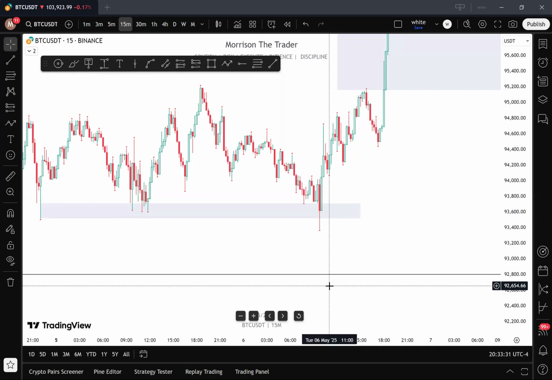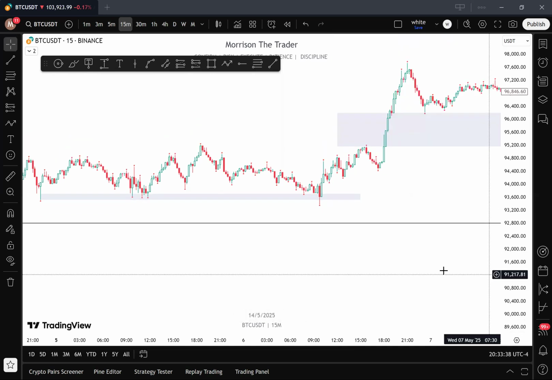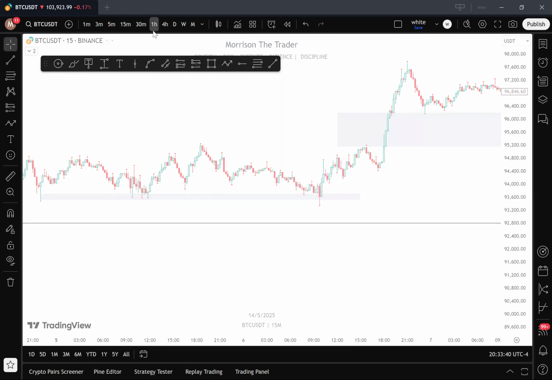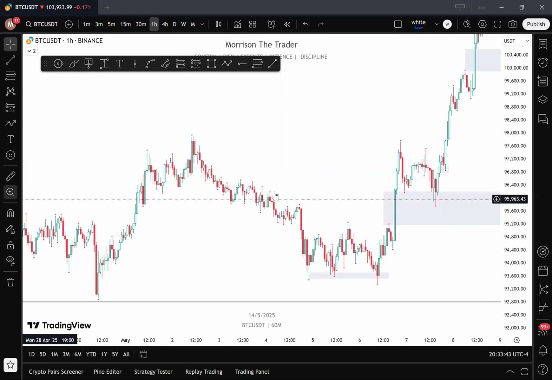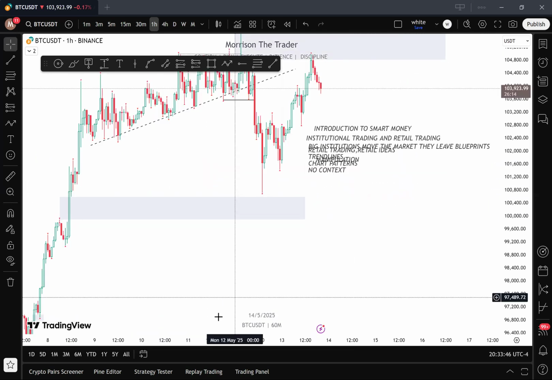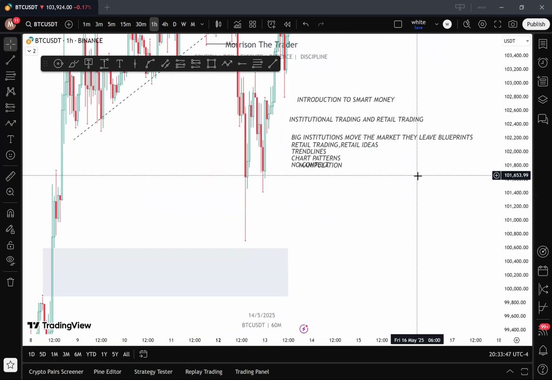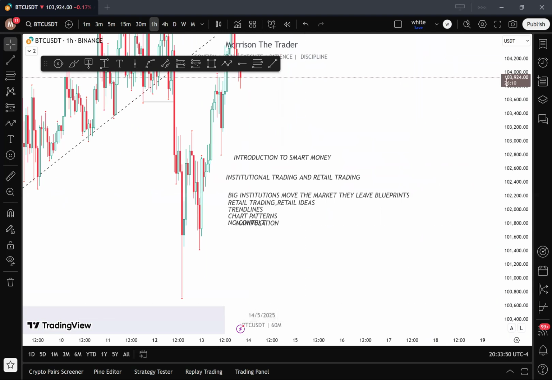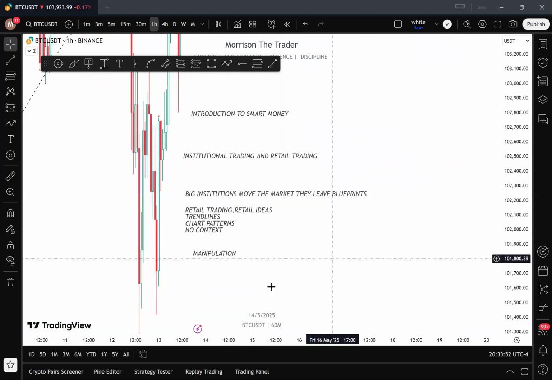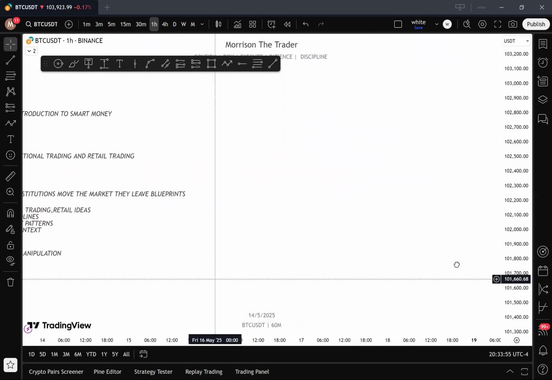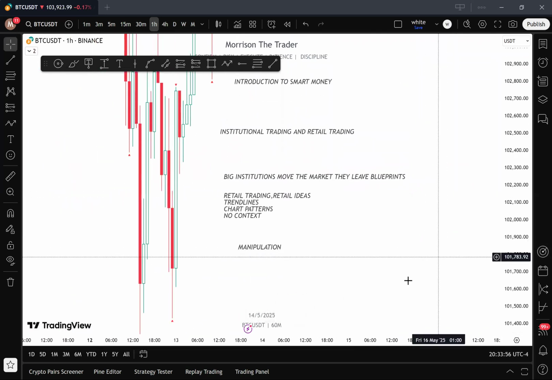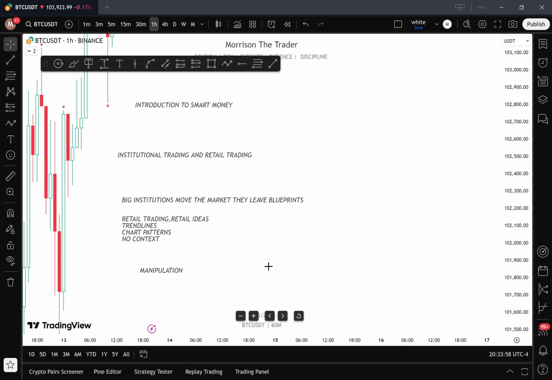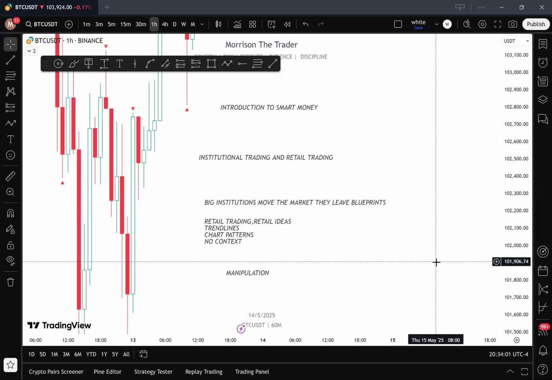So every retail trader will be affected. That is what we call manipulation. So as I've already explained, you have the institutional trading, and you have what? The retail trading. Institutional trading and then retail trading. So that's basically the whole idea of smart money. That's the whole idea of smart money.